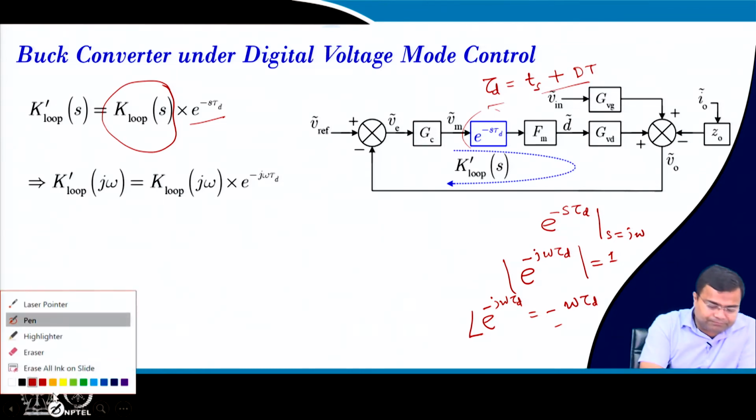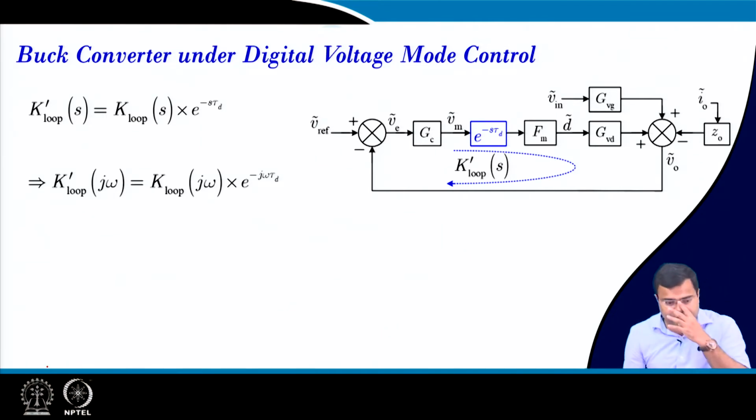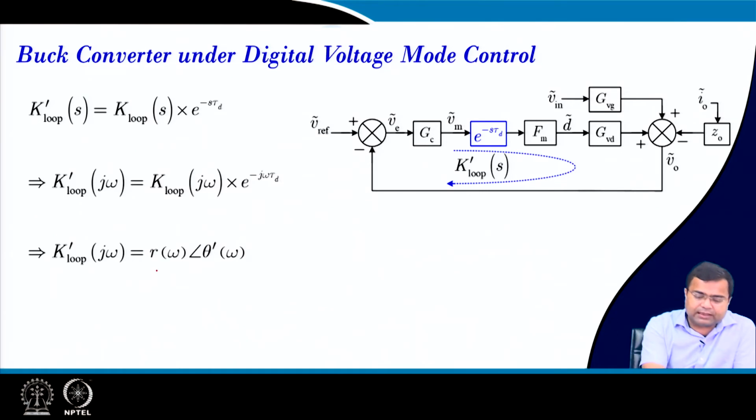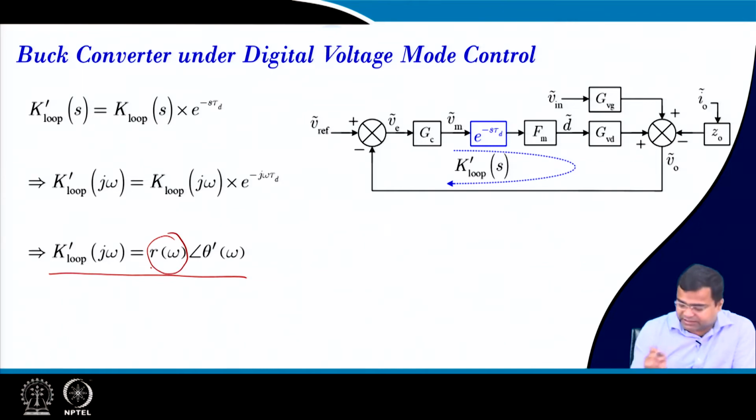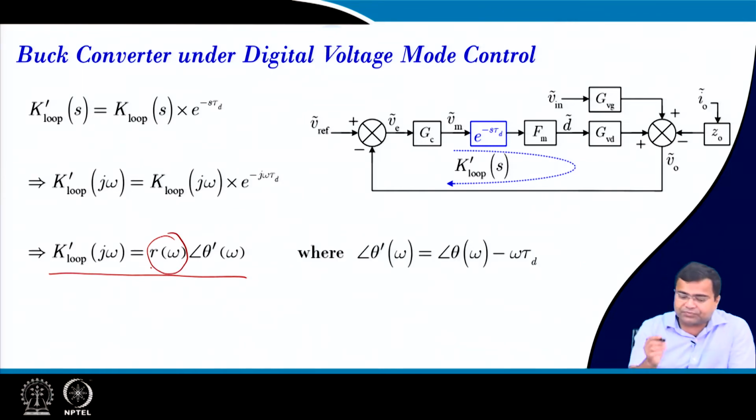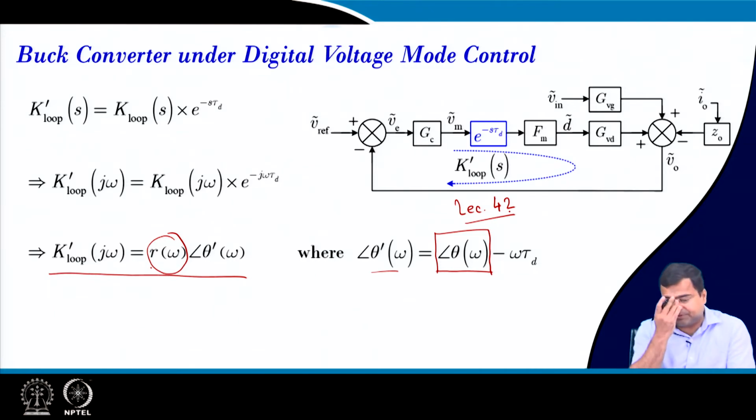So, now we have the loop transfer function of the digital voltage mode control with delay, and if we write it in polar form, this is the magnitude expression and this is the phase expression. First of all, the phase expression will be the same as the phase expression of the analog controller, which we have discussed in lecture number 42 in this course, in the previous lecture.